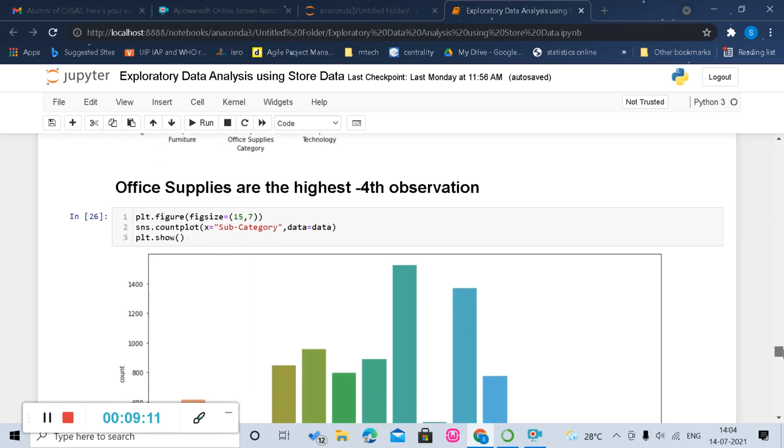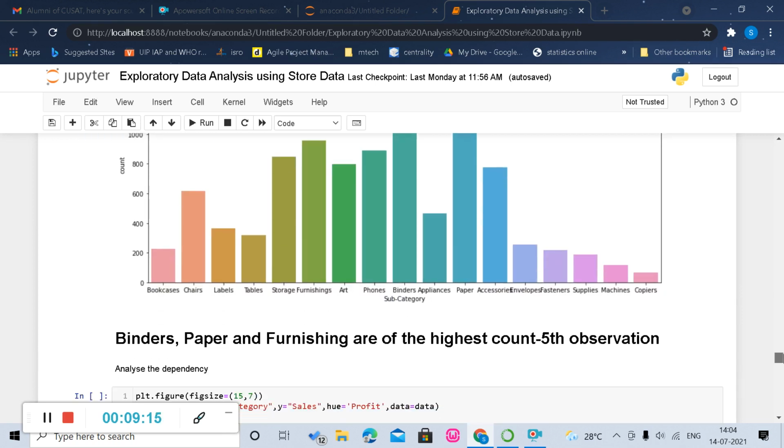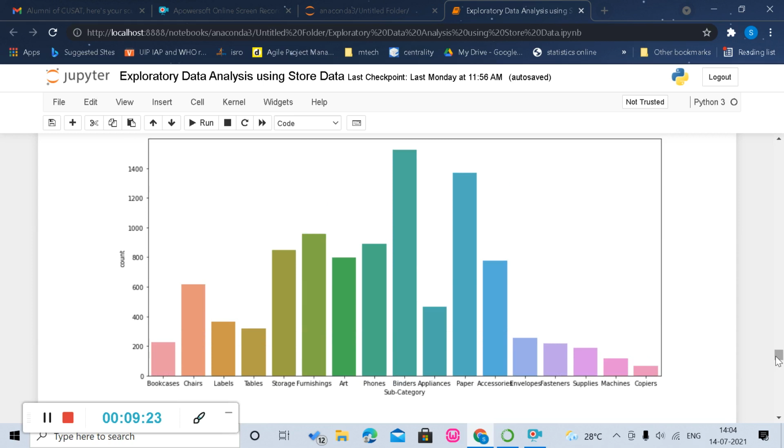Next, from subcategories, we can see binders, paper, and furnishings. These are having the highest count here. See, binders, paper, furnishings. These are having the highest count.